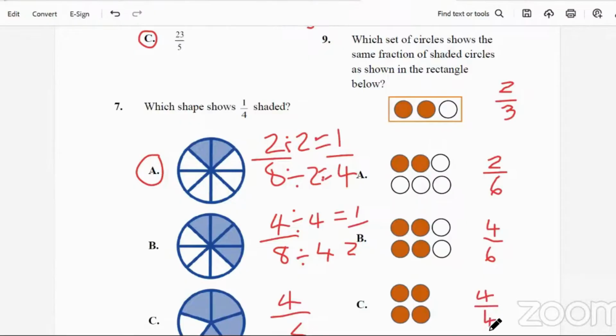So, which of these sets of circles shows the same fraction of shaded circles as shown in the rectangle? So the rectangle is 2/3. Of course, there are no other options that say 2/3. So again, we're going to be looking for a fraction that's equivalent, has the same value as 2/3. How do we do that? We can reduce these fractions to their lowest terms and then see if it gives us the same as the fraction in the rectangle.